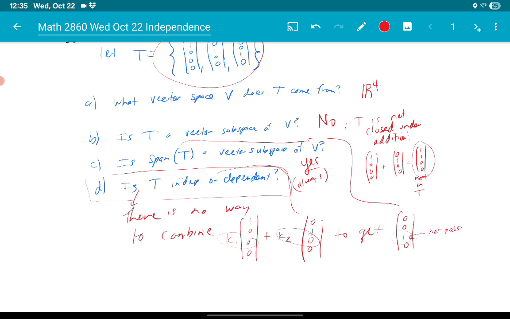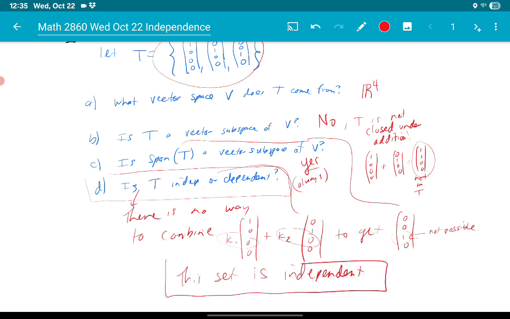And you could use the same argument to argue there's no way to combine any two of them to get the third one. Okay, so therefore, this set is independent. Some of them you can just look at and tell if they're independent or dependent.